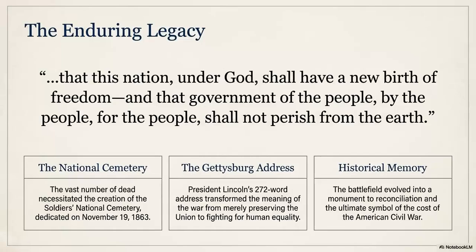With immortal words, he fundamentally transformed the meaning of the war, shifting the Union's purpose from merely preserving a fractured nation to actively fighting for human equality and a new birth of freedom. Today, this landscape stands as a monument to national reconciliation and the ultimate symbol of the profound human cost of the American Civil War.